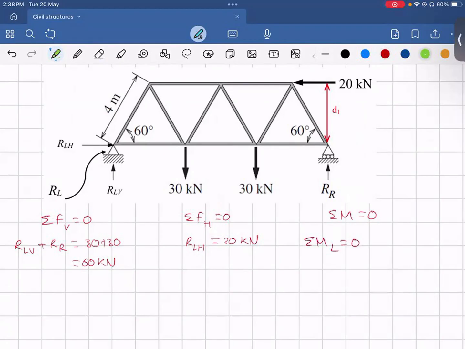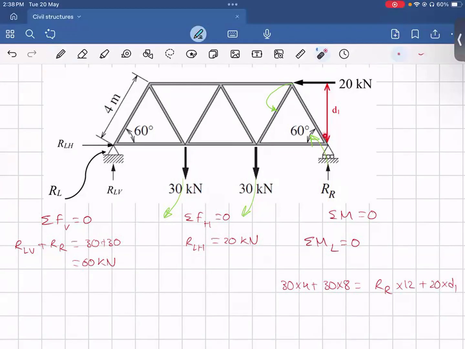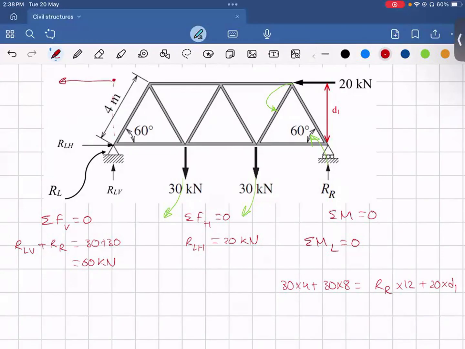Now again, create those circles. So we know this is going clockwise, clockwise, anti-clockwise, and this 20 kilonewtons is also going to be going anti-clockwise. So now we can have our equation as 30 times 4 plus 30 times 8 is equal to RR times 12 plus 20 times D1. Now we want to determine what this perpendicular distance is. The reason it's 20 times D1 is because forces act along any straight line. So if this force is acting at this point, you can still imagine that it's being applied at this point here, going to the left. So this distance is still D1 about our moments point L over here.